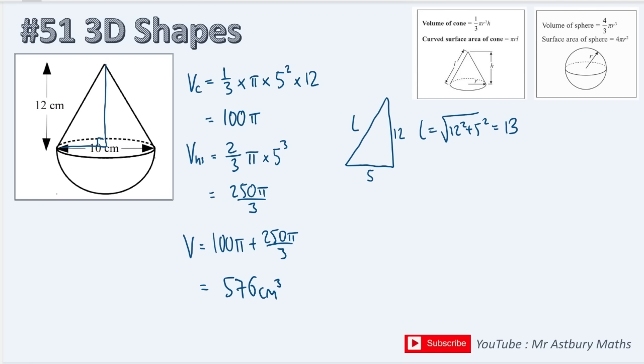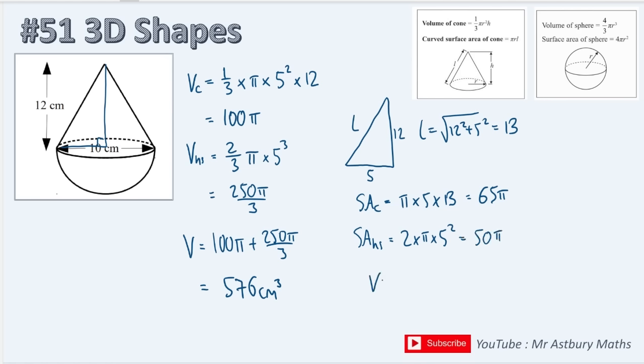I can now apply the formula to work out the surface area of this cone, and that is pi multiplied by the radius multiplied by the slanted height, 13. So that gives me 65 pi. Okay, now I can work out the surface area of the hemisphere. And that's given as 4 pi r squared. But again, we have to half it because it is a hemisphere rather than a full sphere. So it's 2 times pi times r squared, which is 50 pi.